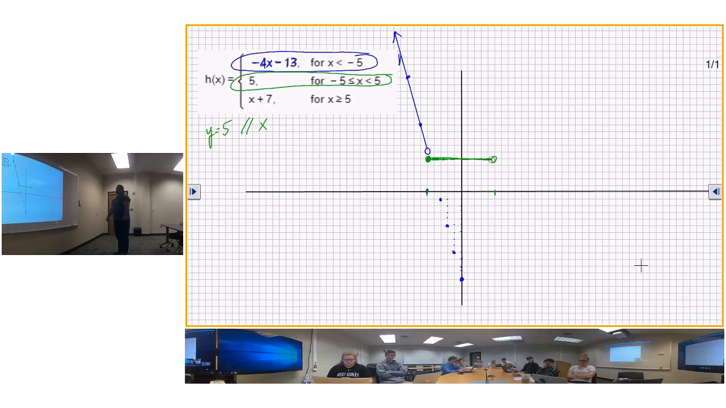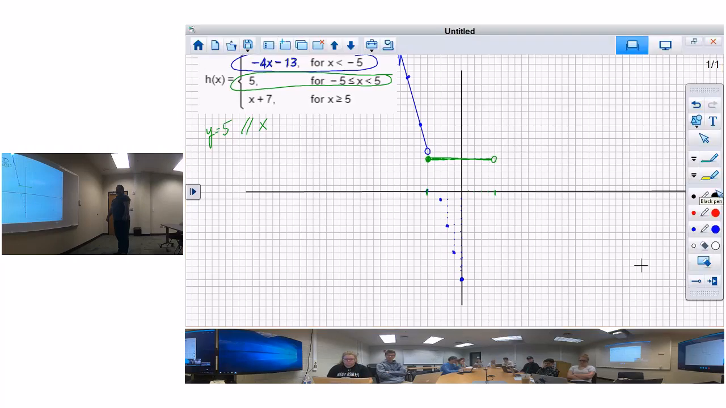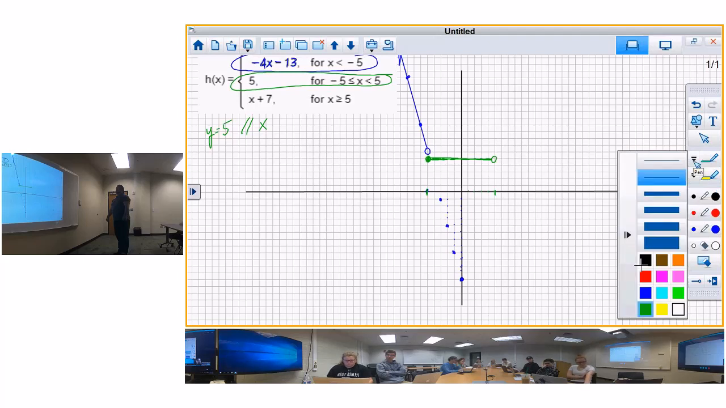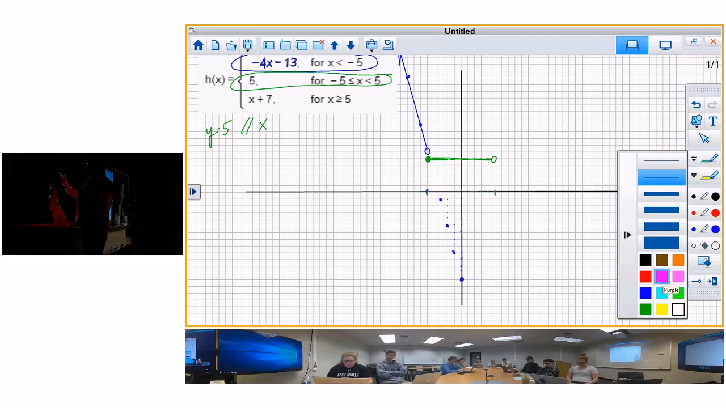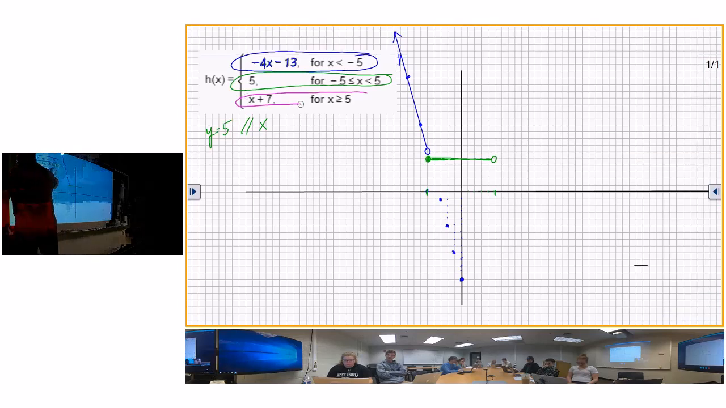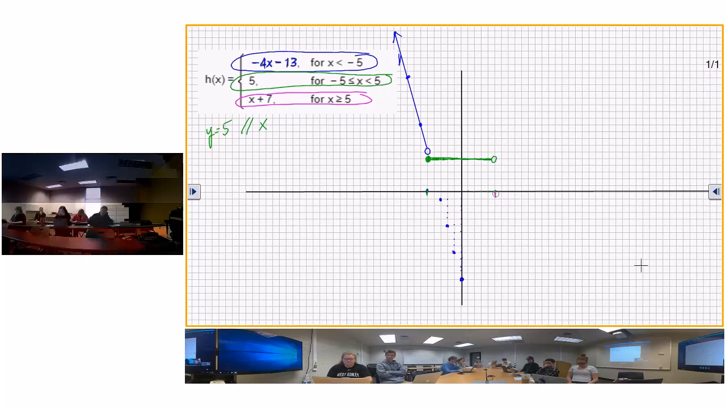And now we'll do the other one. I don't like to use red. I'm going to use magenta. And we'll do y equals x plus 7. We know that x has got to be greater than 5, so I'm going to put a mark here. And that's greater than or equal to, but we've got to do y-intercept of 7.